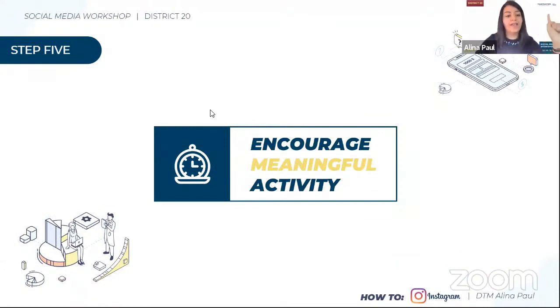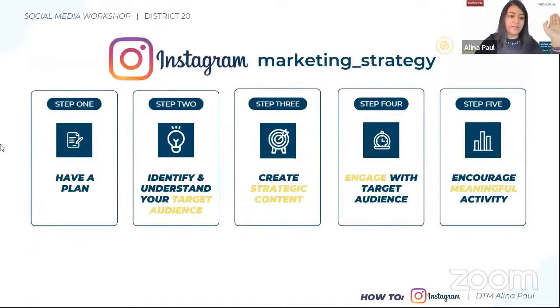So to summarize the 5 steps that I've explained today, step number 1 is to have a plan. Step number 2 is to identify and understand your target audience. Step number 3 is to create strategic content. Step number 4 is to engage with your target audience. And step number 5 is to encourage meaningful activity.